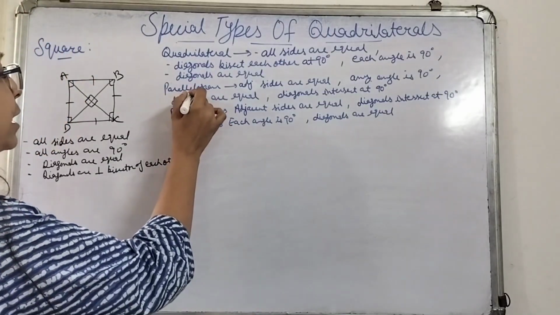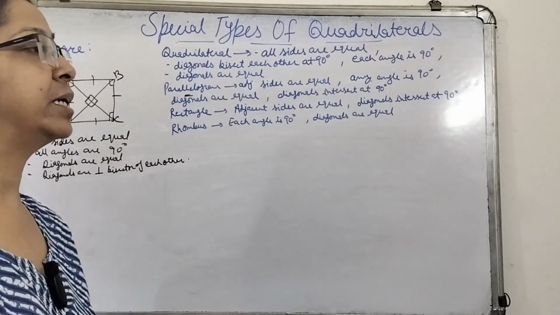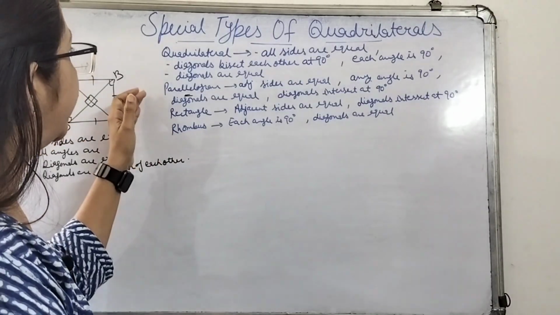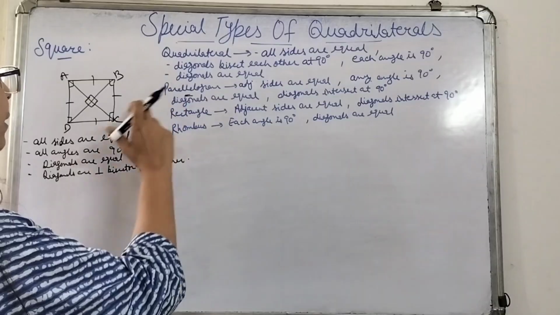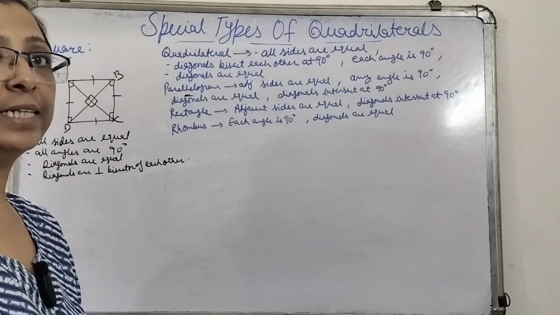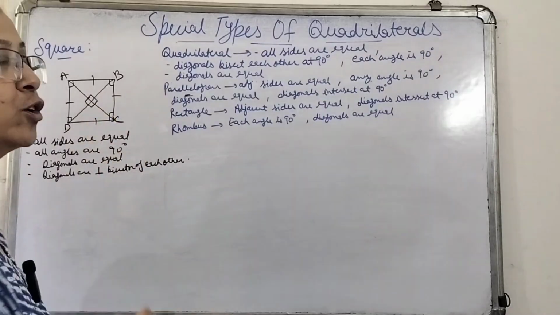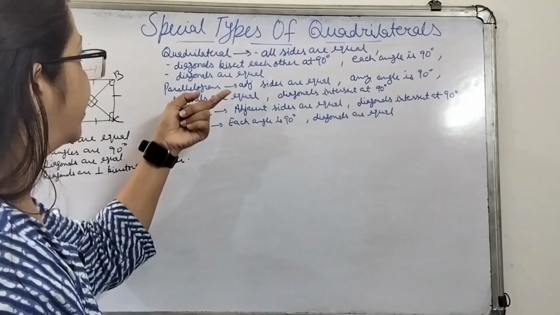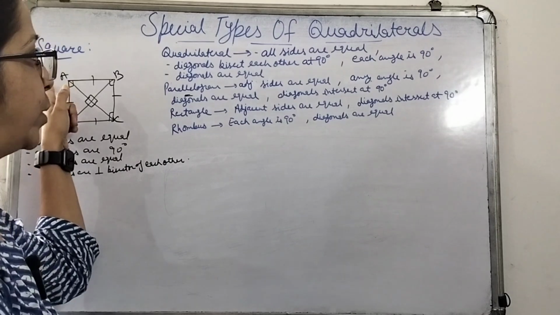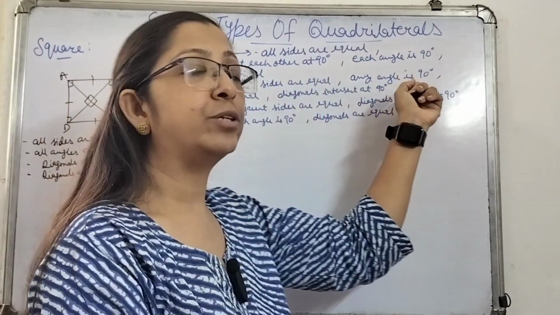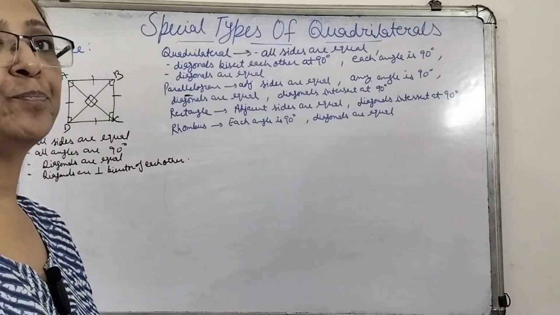Now, if a parallelogram is given to us and we need to prove that it is a square, then what we need to prove is that the adjacent sides are equal, because in a parallelogram the opposite sides are already equal. So if we can prove that any pair of adjacent sides is equal, then we can say that the given parallelogram is a square. Along with that, all the angles should be 90 degrees. All these four angles should be 90 degrees.